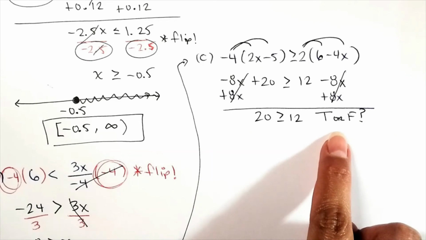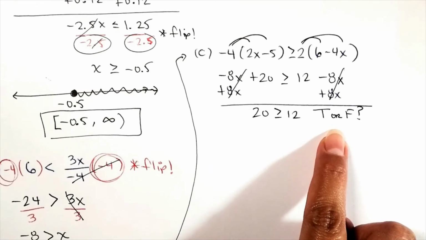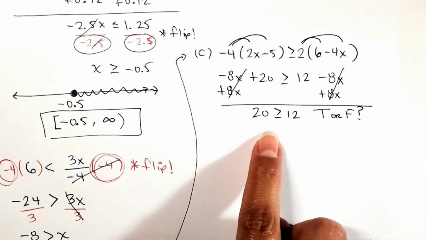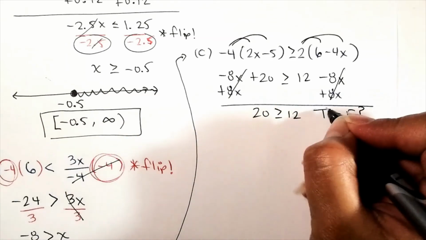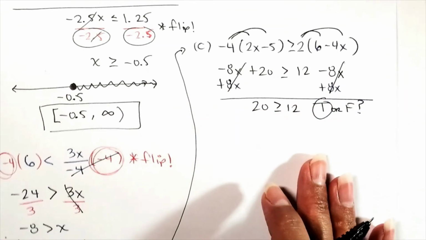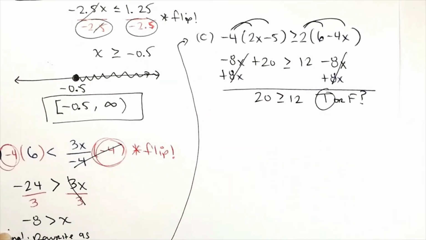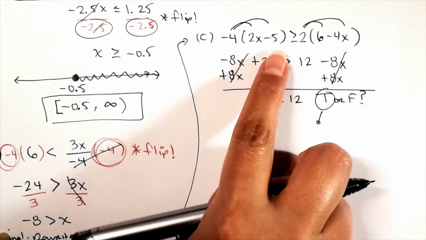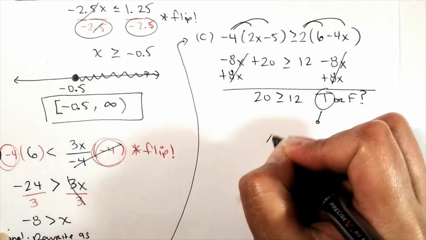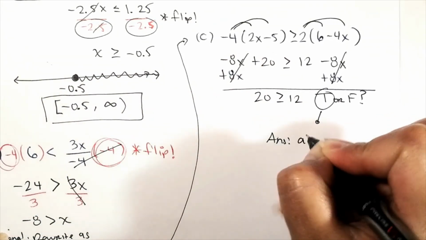Again, I don't need this for credit, but I love speaking to myself. I'm like, I don't know, is it a true or false statement? So our statement reads 20 is greater than or equal to 12. Well, is 20 greater than or equal to 12? Yeah, 20 is bigger, so this is a true statement. So the moral of the story from back in the day: if the variables cancel out and we end up with a true statement, then the equation or inequality has the solution set of all real numbers.